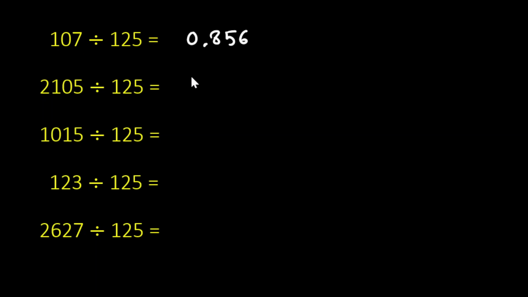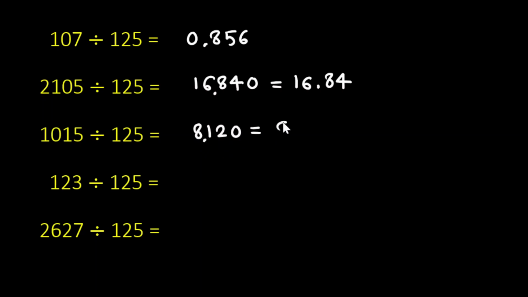2105 multiplied by 8, we get 16840. So introduce a decimal point here, so it can also be written as 16.84. 1015 divided by 125. Multiply 1015 by 8, we get 8120. Introduce 3 decimal places, point here, so it can also be written as 8.12.